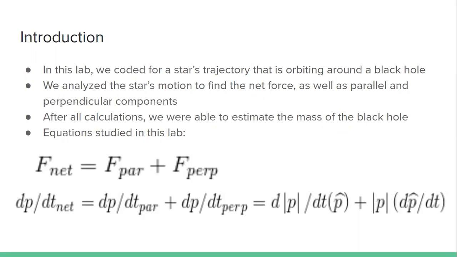Some of the equations that we studied in this lab are F net is equal to F parallel plus F perpendicular, and then the change in momentum over time, net, equals the parallel and perpendicular components, where the parallel component is equal to the rate of change of the magnitude of momentum over time times p hat, plus the magnitude of the momentum times dp hat over dt.